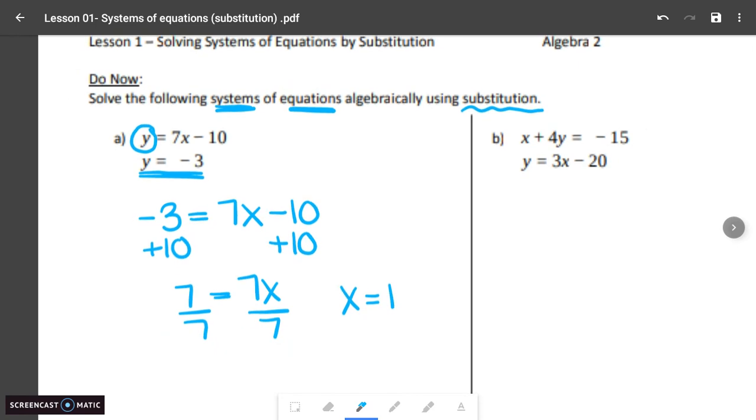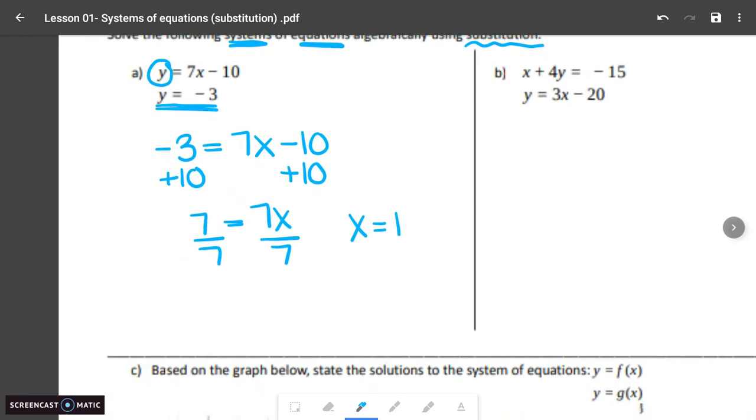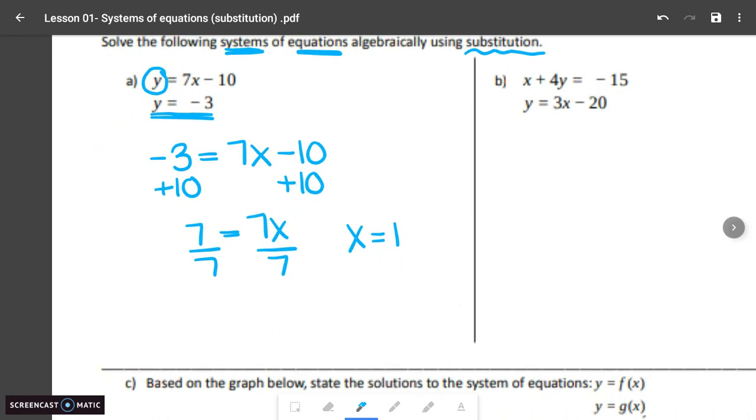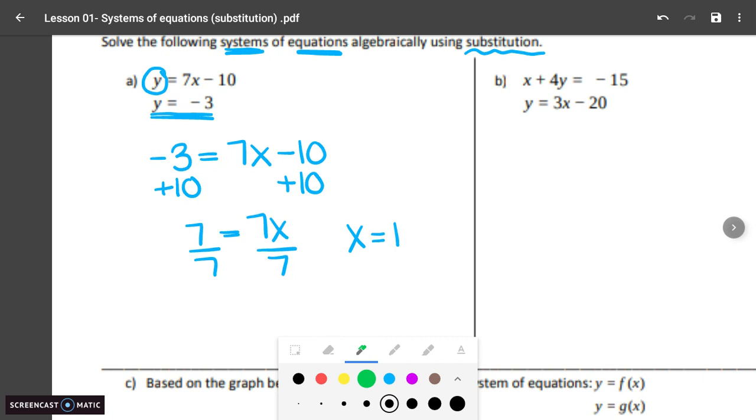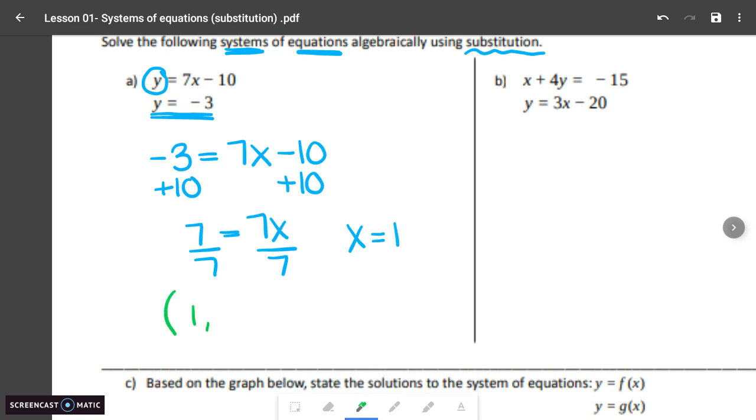Now, when we're solving equations, though, you might remember that we don't want to just solve for one variable. We want to solve for the solution of where this is going to occur. So we're going to write this as a coordinate, and that coordinate is going to be when x is 1, y is negative 3. We know that because right here in that second equation, we already were told that y was equal to negative 3. So anywhere that these can meet are going to be that solution set.